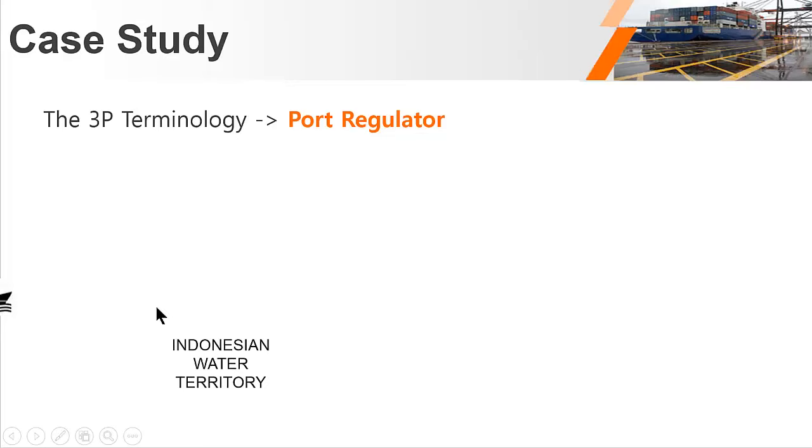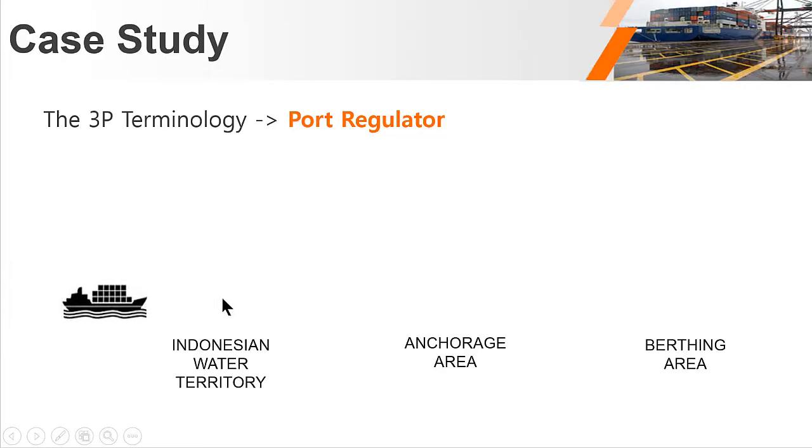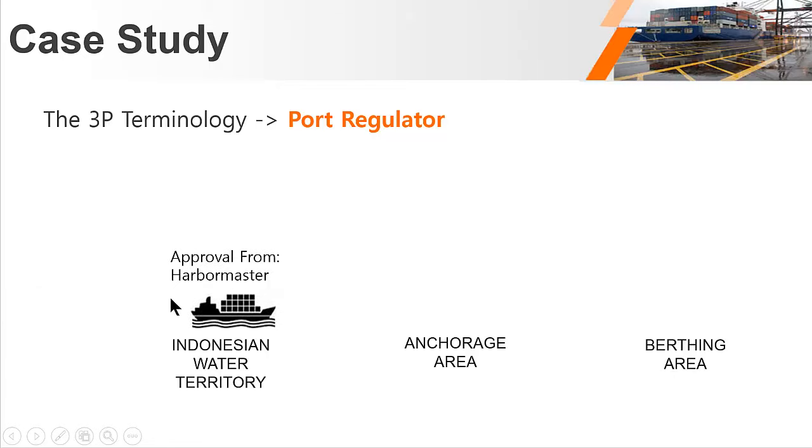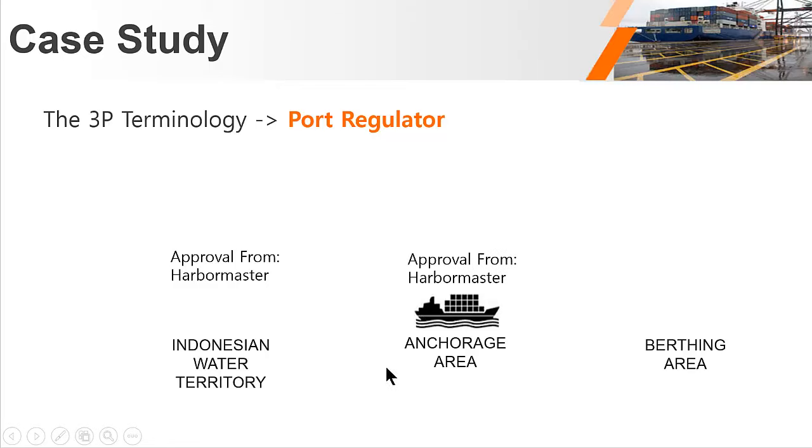This slide will briefly explain the case study of the coordination as I have explained in my previous slides as the 3P terminology. In this slide you will see the role of the port regulator as P number 1, in this case the harbor master. Every vessel, prior to arriving or entering Indonesian water territory, will need approval from the harbor master. And the vessel will be located in the anchorage area afterwards.